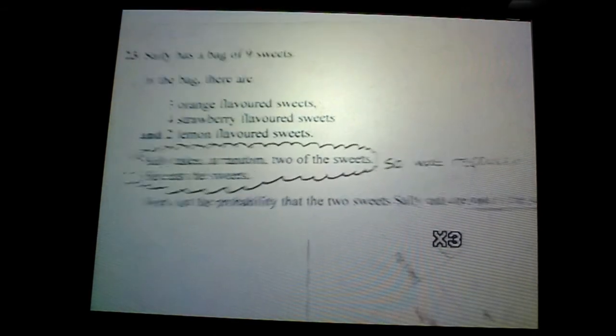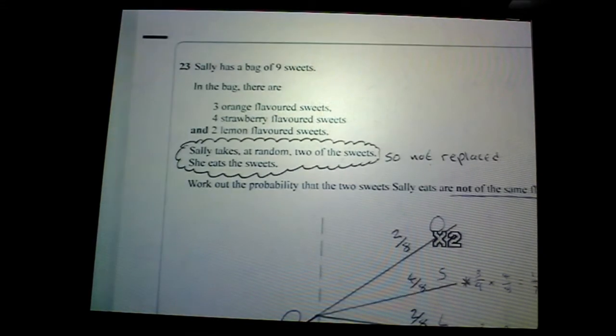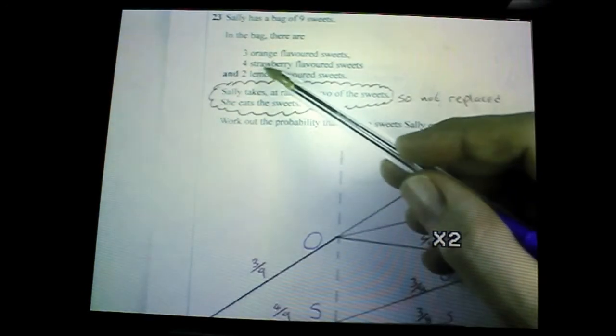The answer is 96. Question 23, next one, probability trees. I don't want to talk about this one too much, but the key bit here is that she eats the sweet, so they are not replaced. The big difference that makes is, because it's 3, 4 and 2, there's 9 in total. So orange, strawberry, lemon, 3 out of 9, 4 out of 9, 2 out of 9. Once you've done the first pick, then over here there'll only be 8 left, because she's taken 1 out. So let's just look at the top one.